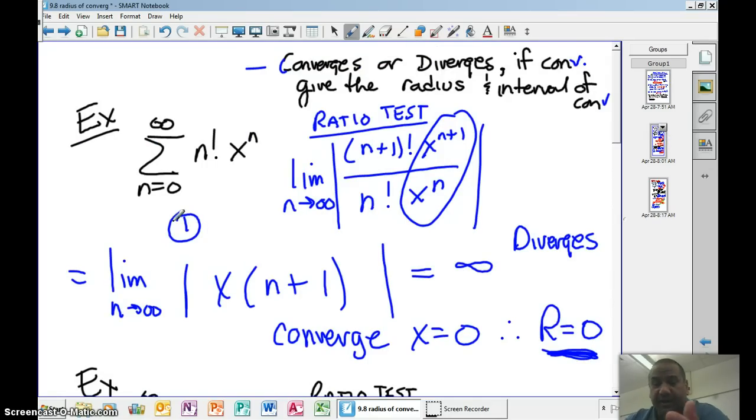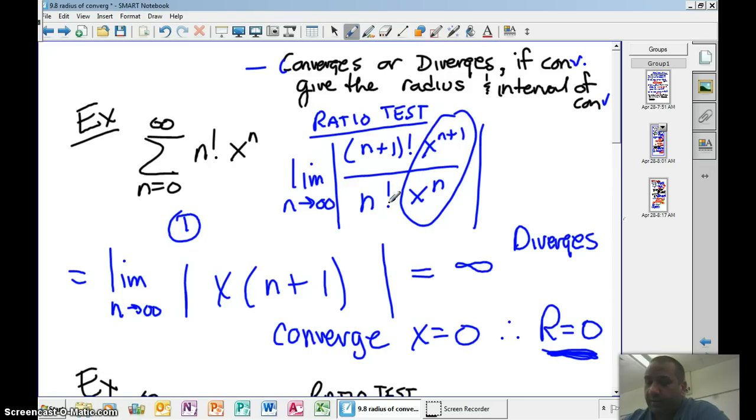So I have this example of a series that goes from 0 to infinity of n factorial times x to the n. I'm going to do the ratio test on this. So when I do the ratio test, I get, as you can see here, n plus 1 factorial over n factorial, and x to the n plus 1 over x to the n. So on top, I'm going to have an n plus 1, and when I simplify the x's, I'm going to have an x.